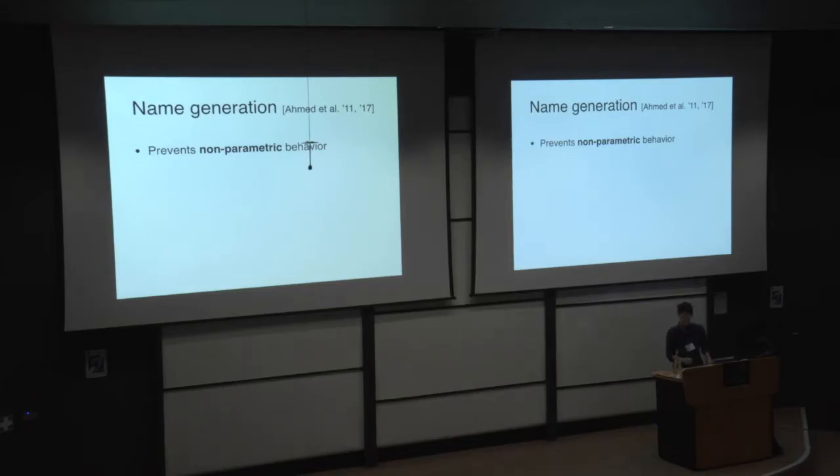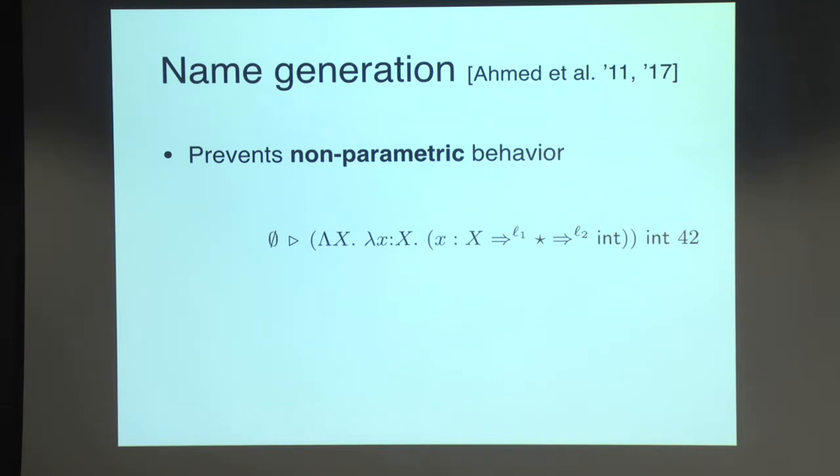And our target language, System FC, performs name generation for type application. And name generation prevents non-parametric behavior of polymorphically typed terms. Okay, look at this term. This term would not behave parametrically because the behavior of these casts would depend on the applied types if we perform the type substitution. So the whole term should always raise blame.